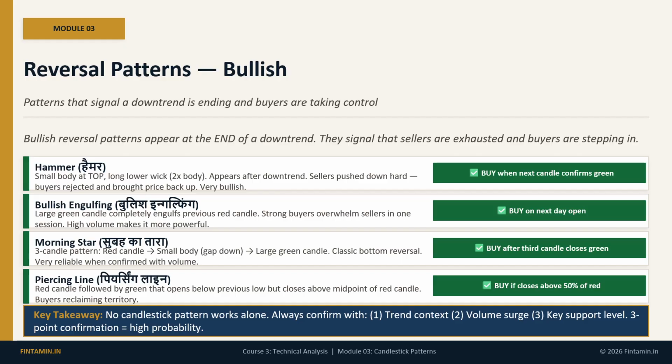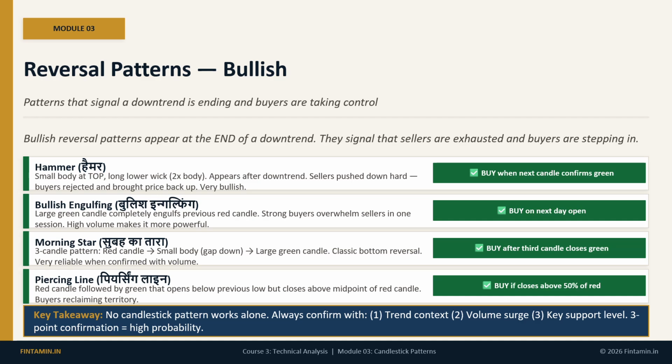Bullish engulfing, a large green candle that completely engulfs the previous red candle. Buyers overwhelmed sellers in one session. One of the most reliable reversal signals, especially with above average volume. Morning star, a 3 candle pattern. Red candle followed by a small body candle that gaps down, followed by a large green candle. Classic bottom reversal. Volume on the 3rd green candle is the confirmation.